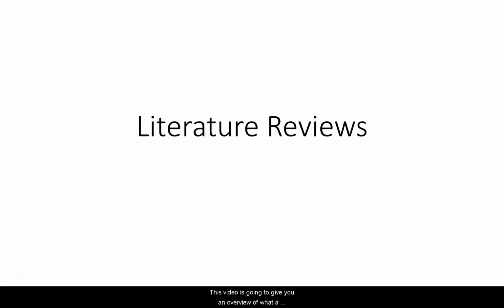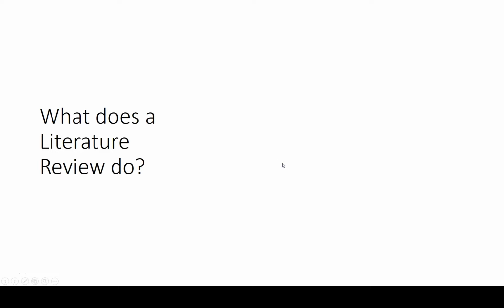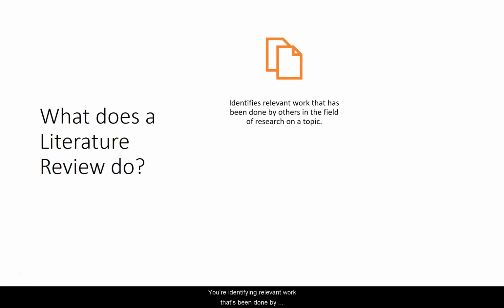This video is going to give you an overview of what literature reviews should do, the stages of undertaking one, and the structure of one. So what does a literature review do? You're identifying relevant work that's been done by other people in the field of research on a topic. So you're finding literature already published by other experts and researchers in a particular field.